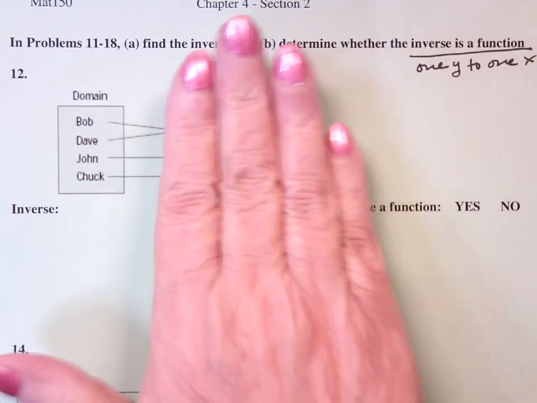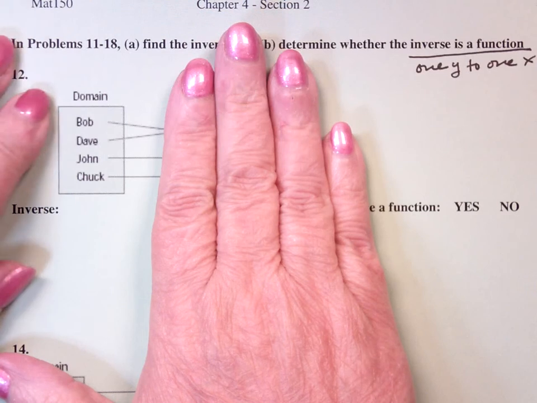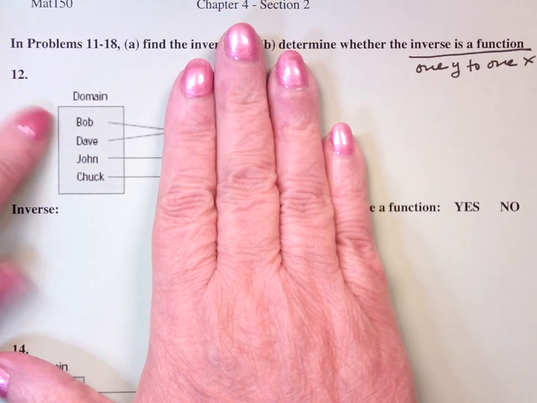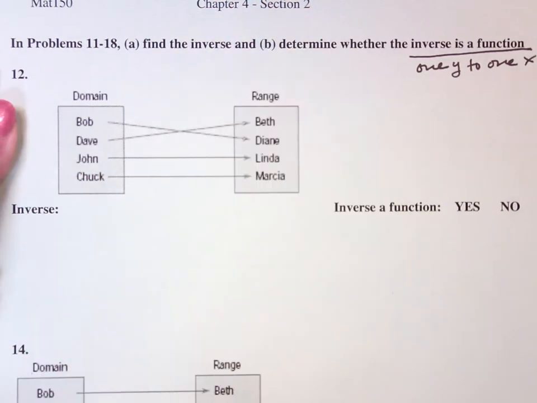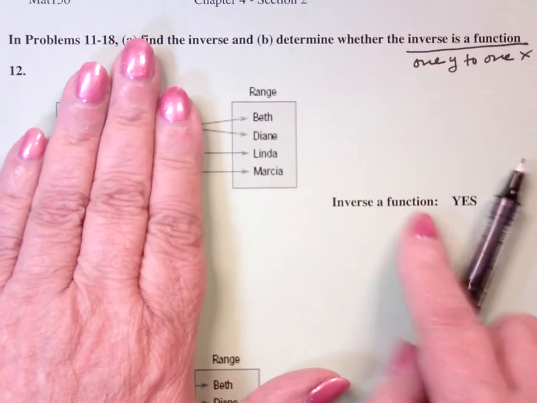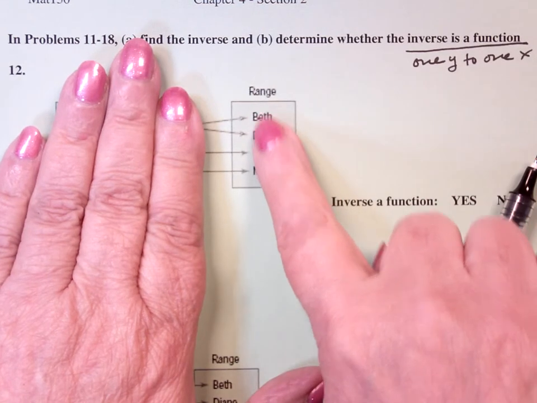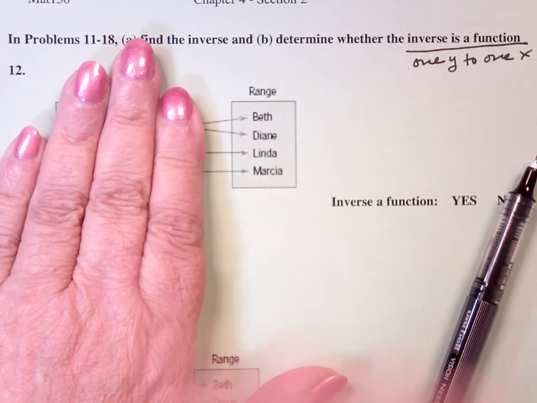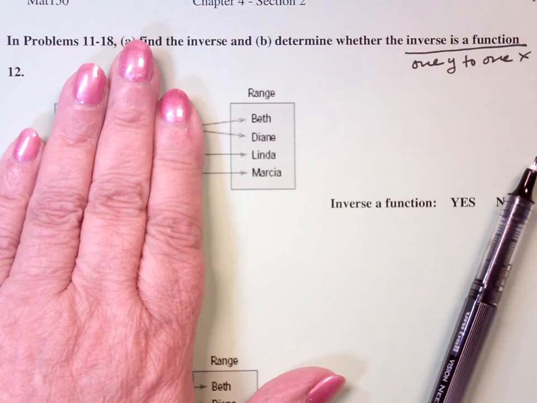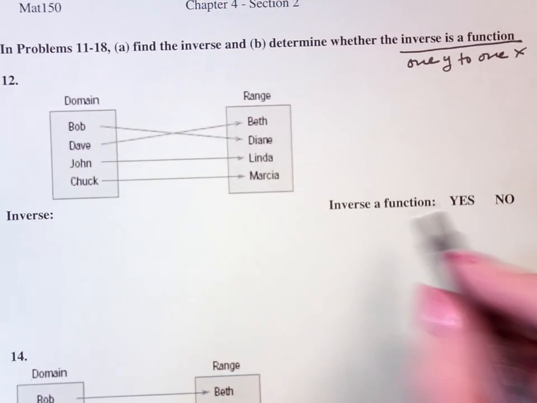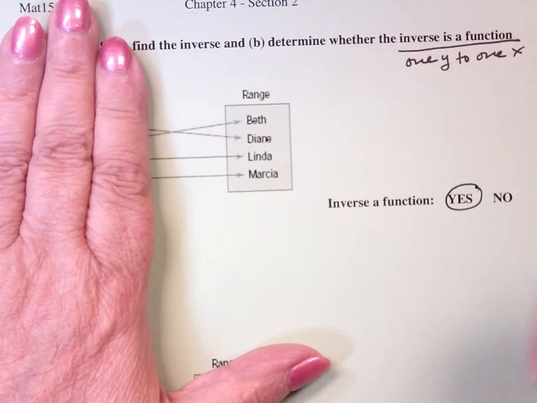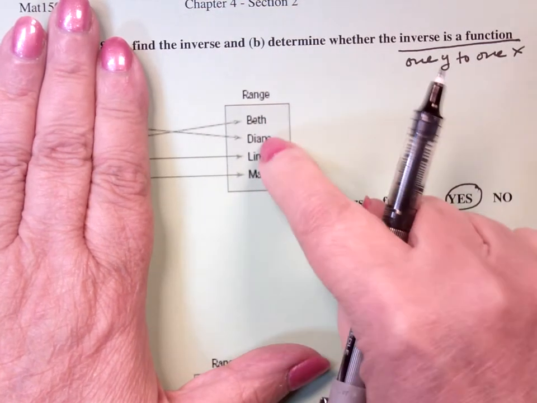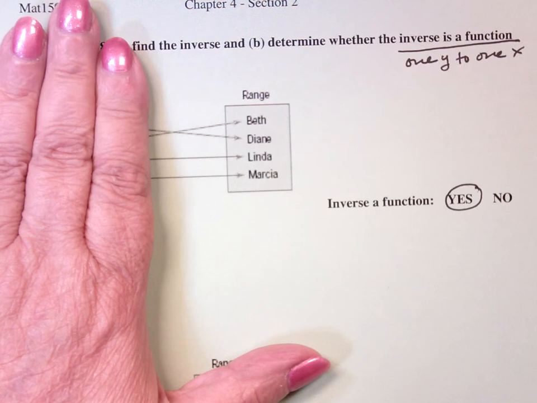And this is a function because if you remember when we talked about functions, this was one x to one y. So the original function is a function. And if I take a look at the inverse, that means I've got to have one y to one x, and I have that. So is the inverse a function? The answer is yes, because I cover this up and I look back, and there can be only one arrow to one element.